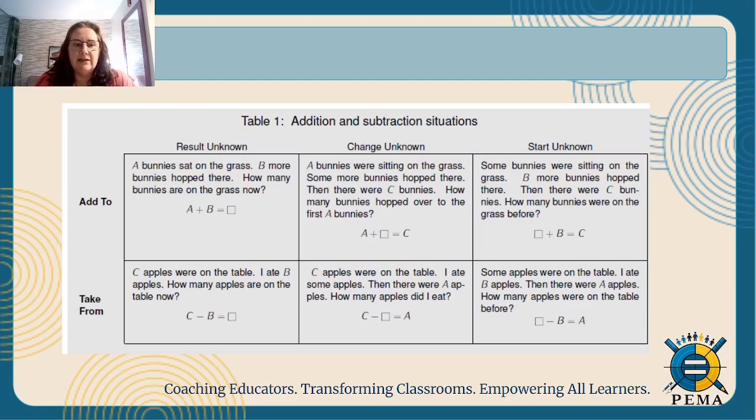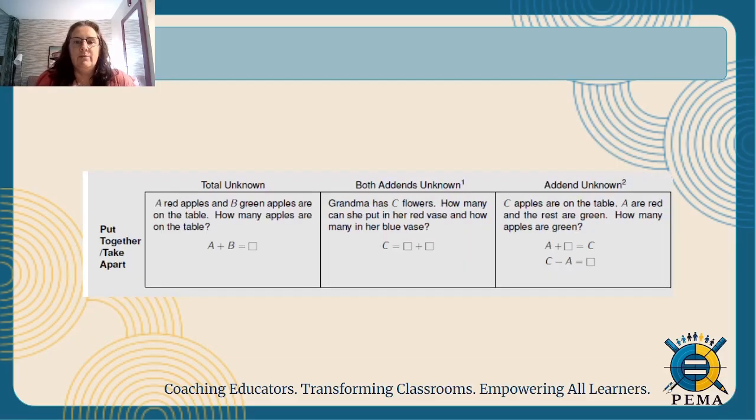So similar to add to, we have take from, which are all stories where we start with some amount and we take them away. And the question might be about the final result, the change, how many did we take away? Or if we know how many we took away and we know the final result, what would the start be? Put together, take apart is a slightly different situation. In put together, take apart problems, everything that we're talking about is in the set when we start the story.